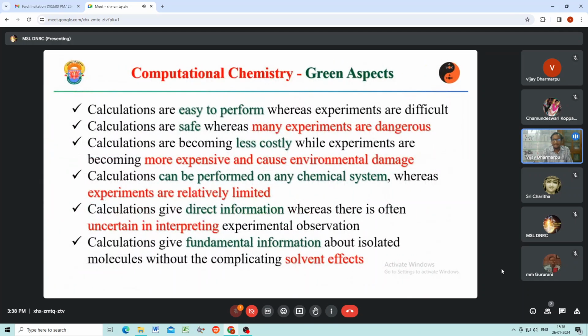So these are the green aspects involved in computational chemistry and computational studies. Calculations are very safe when we compare them with the experimental, where some dangerous experiments are also involved. They are easy to perform, as I already said, and less costly, and they do not affect the environment, and they are not limited by any chemical systems or experimental constraints and so on. Okay, we just go with the information.